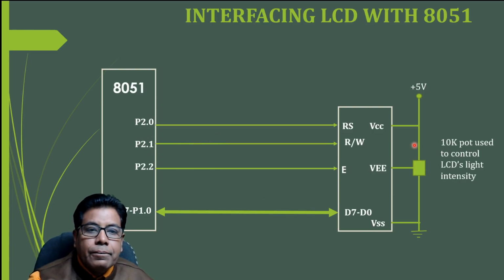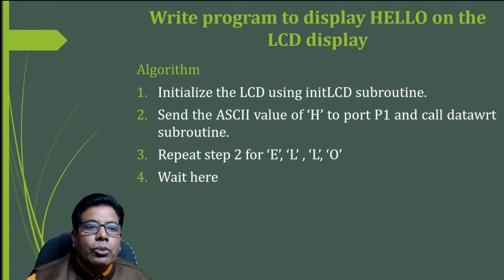And here we have the connections for the VCC, that is plus 5 volt, and this is a 10K potentiometer through which we are connecting it to the VEE, for controlling the light intensity, the contrast of the LCD. And this is the ground pin, which is grounded. So the connection is very simple. Now let us go for the programming.